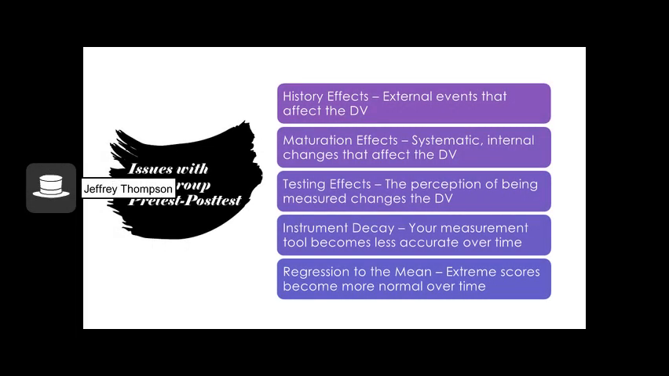So here are the issues that we should discuss. We have the history effect, which refers to external events that affect the dependent variable. We have the maturation effect, which are internal changes that affect the dependent variable. We have the testing effect, which refers to the fact that when we are being tested, that's going to affect how we respond on the dependent variable. We have instrument decay, which refers to the fact that our tools that we use to measure the dependent variable can become less accurate over time. And then we have regression to the mean, which is the idea that extreme scores over time become more normal, right?